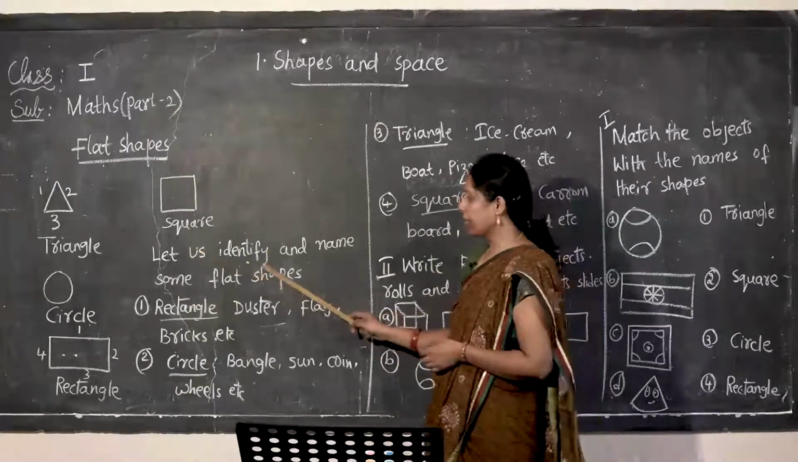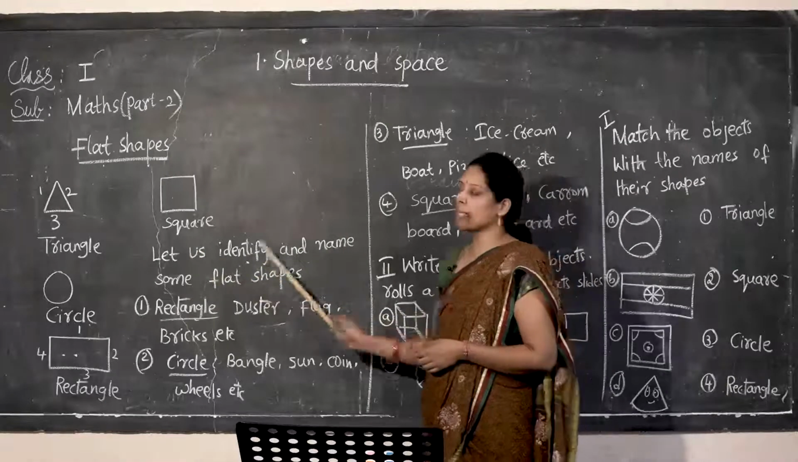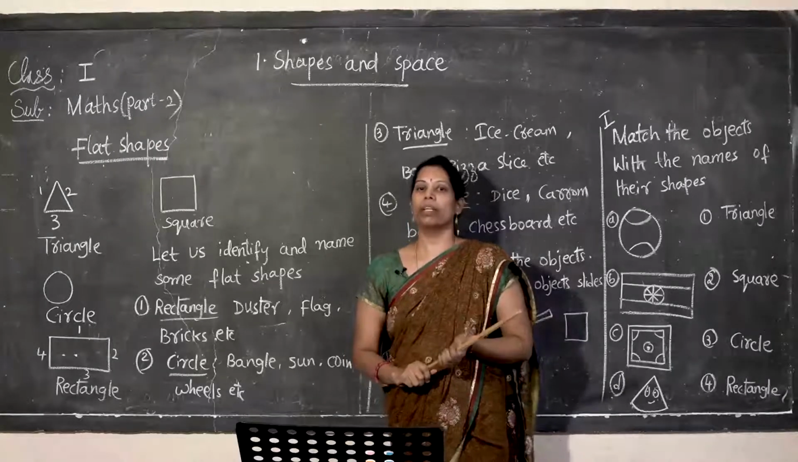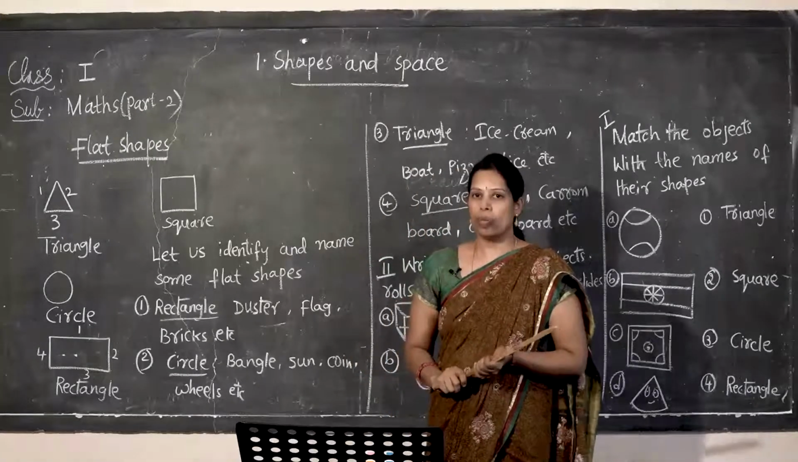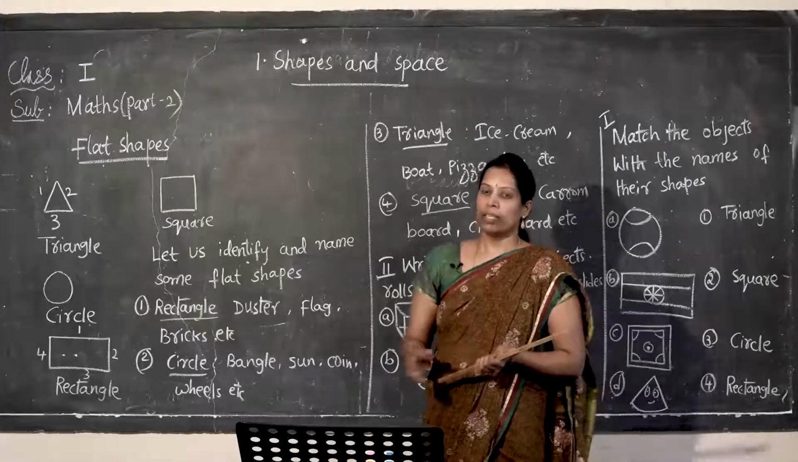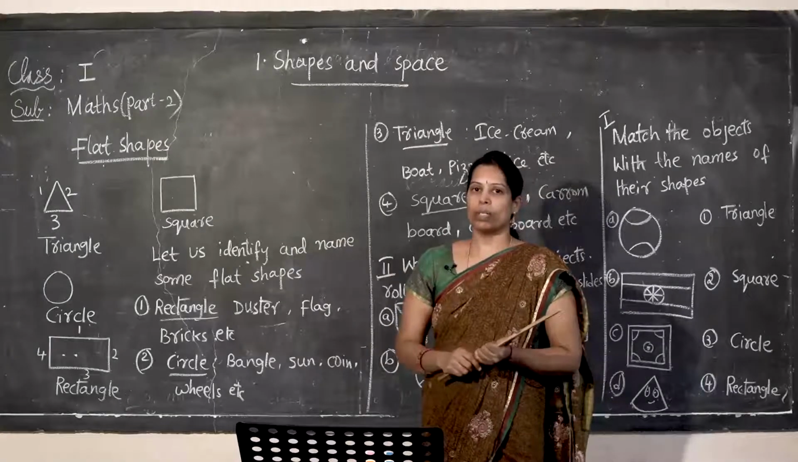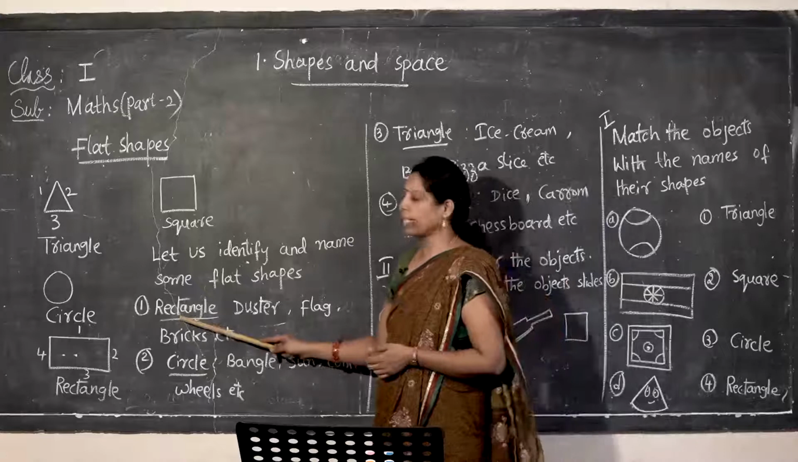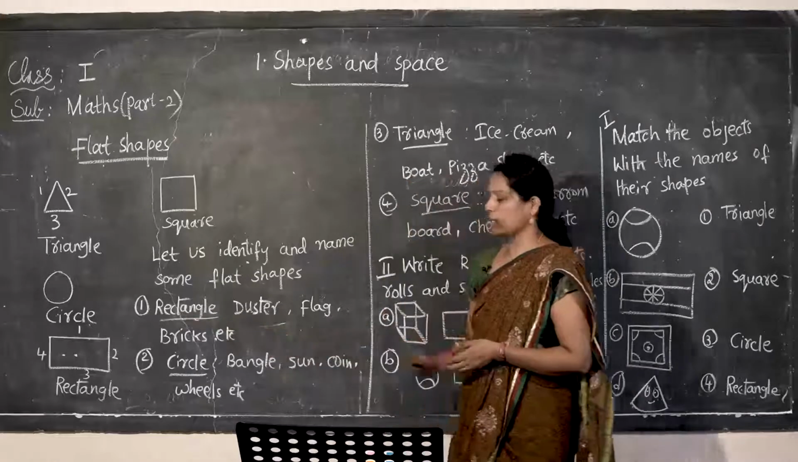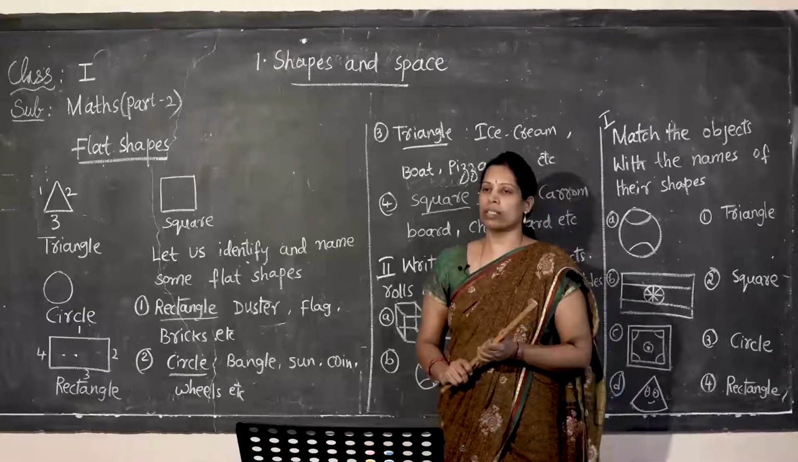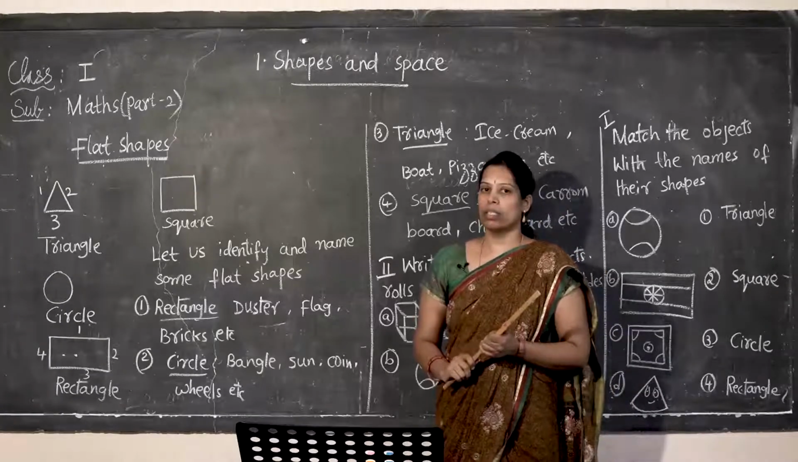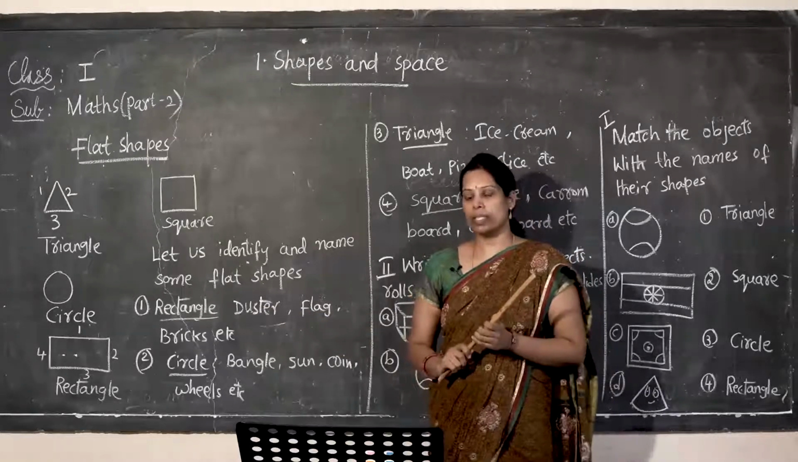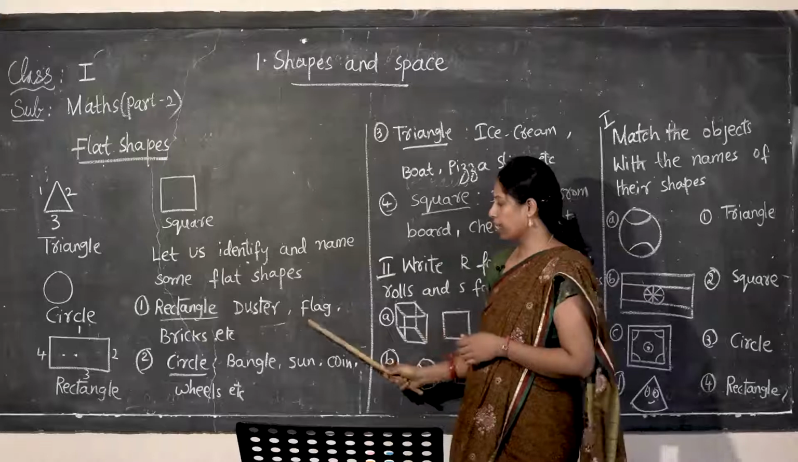Now, let us identify and name some flat shapes in our surroundings. So, in our surroundings, we even have different flat shapes. Now, we are going to observe and consider what is that object, whether it is a rectangle, triangle, circle or a square. Now, coming to the rectangular shape. Duster. Think of the duster. What is the shape of the duster? It is a rectangle. In the rectangle, the opposite sides are equal. Next, flag.